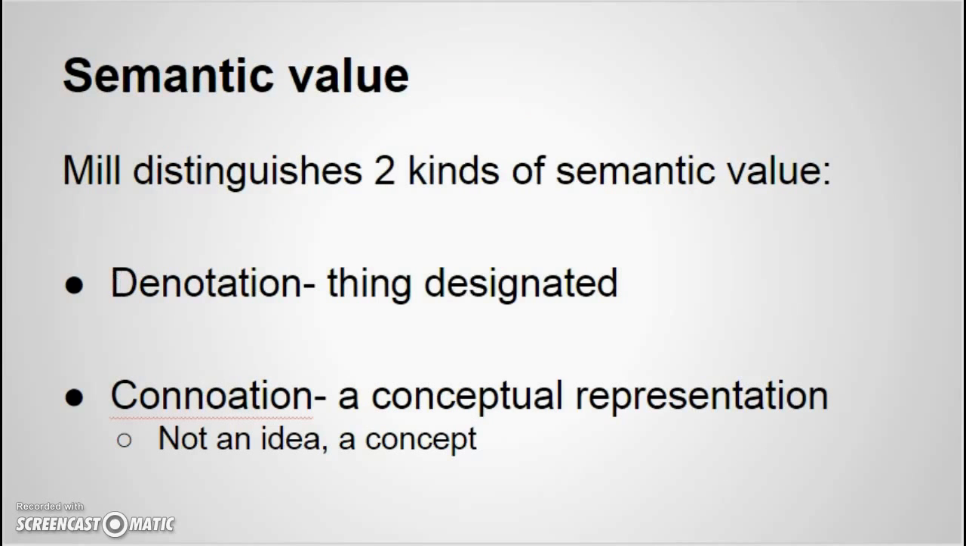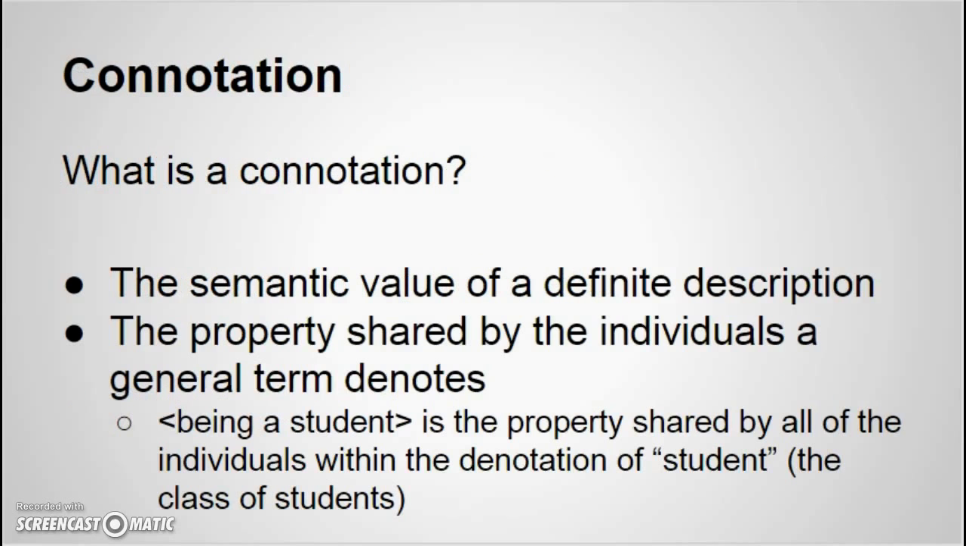So the interesting thing that Mill figures out and points to is that there are two different kinds of semantic value. The denotation, the thing designated of a term, so a term has a denotation, and the connotation. The connotation being some sort of conceptual representation of the term. And remember, it's not an idea, not like the Lockean theory, it's a concept. So what is a connotation?